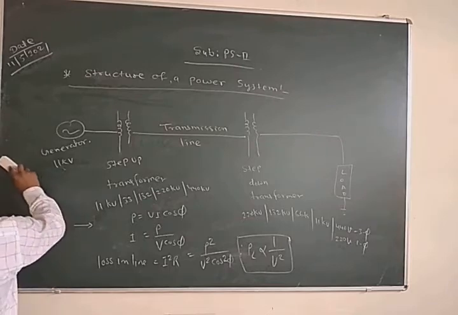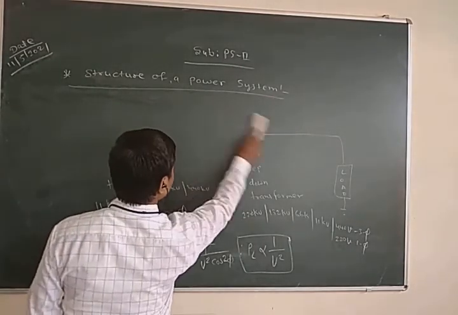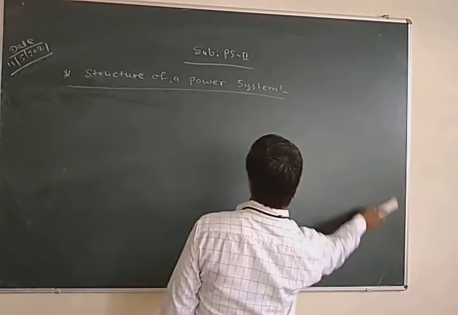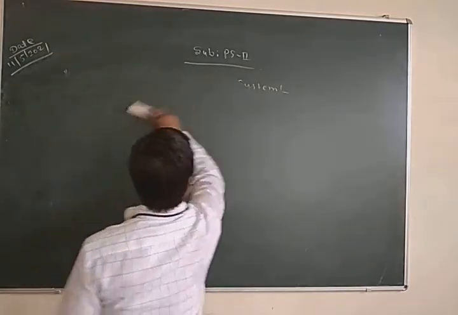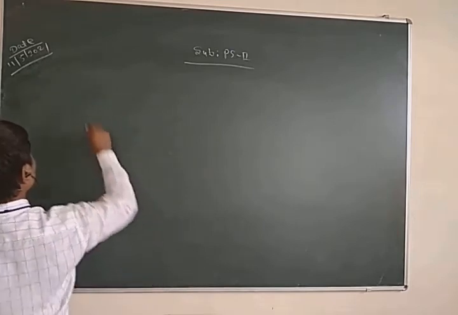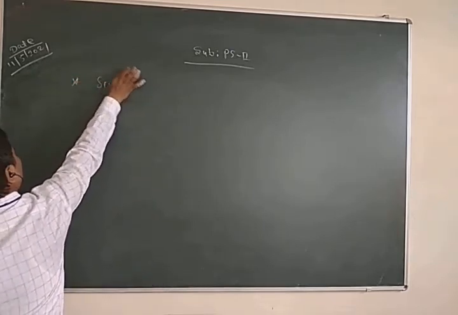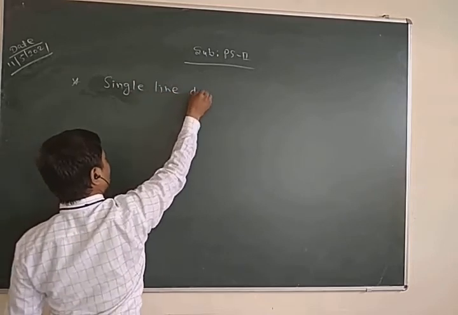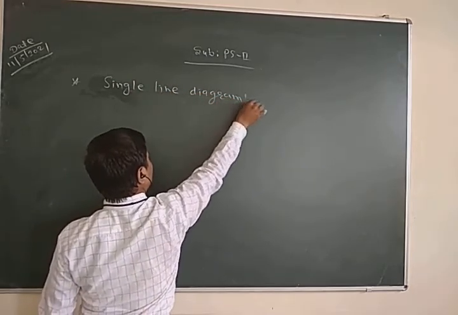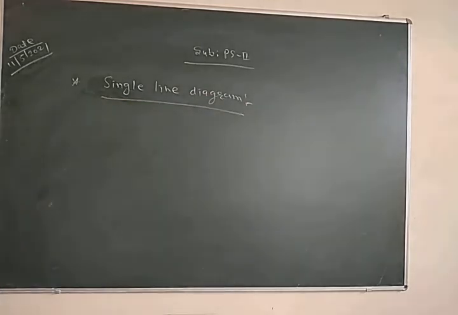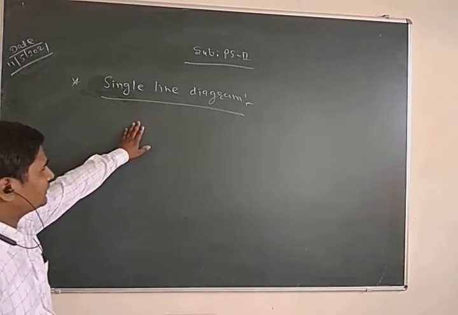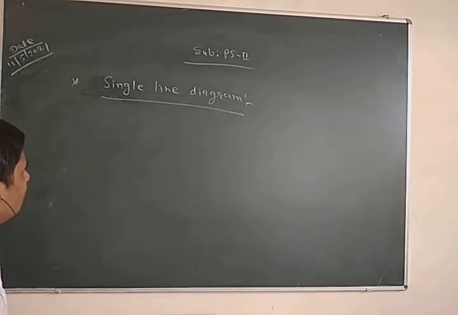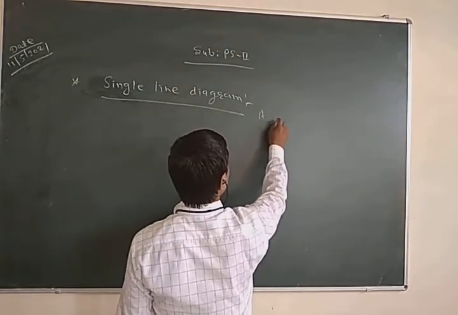Next is the single line diagram. In a single line diagram, all the components of the power system are represented symbolically on a single line or straight line.